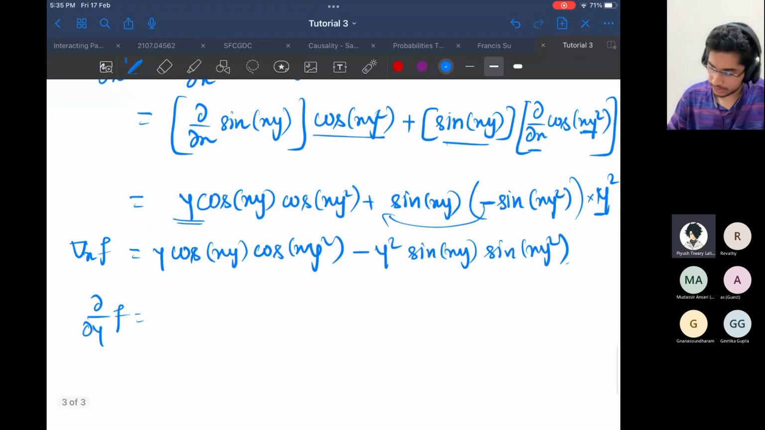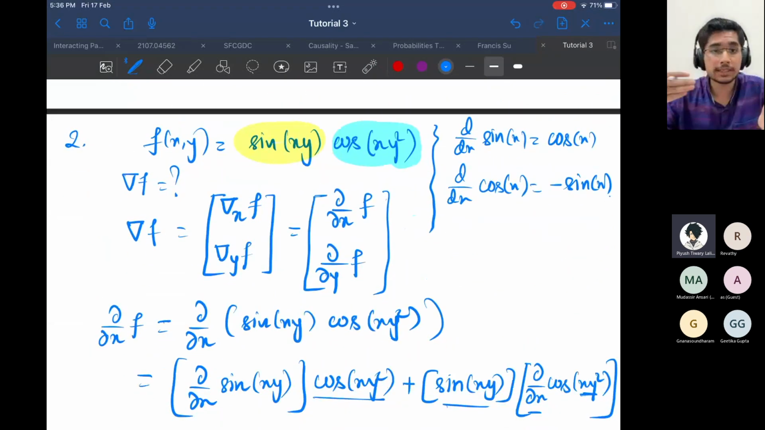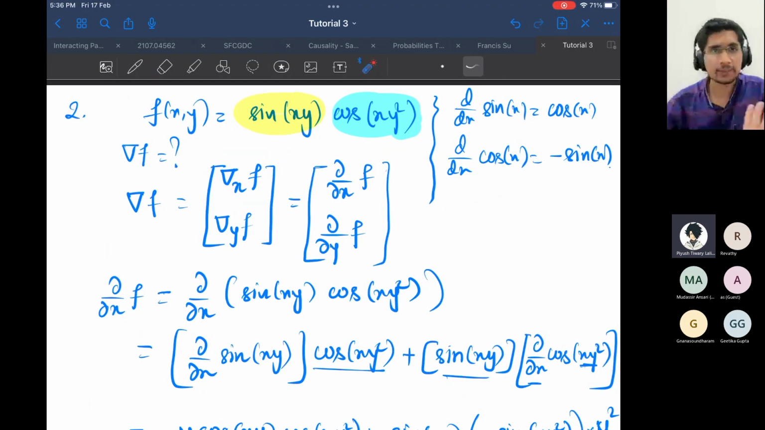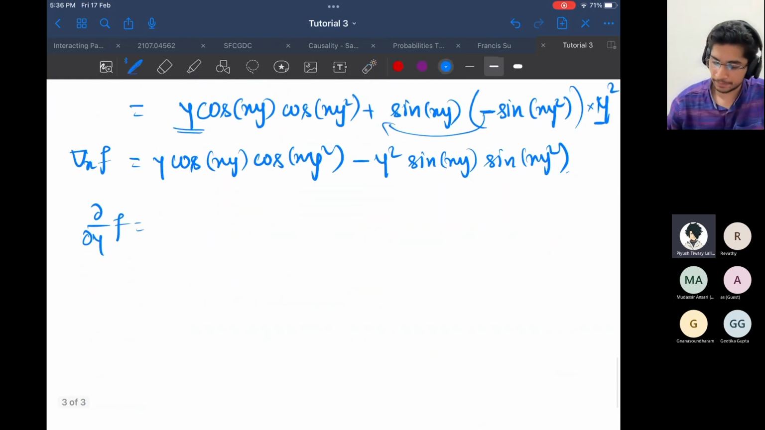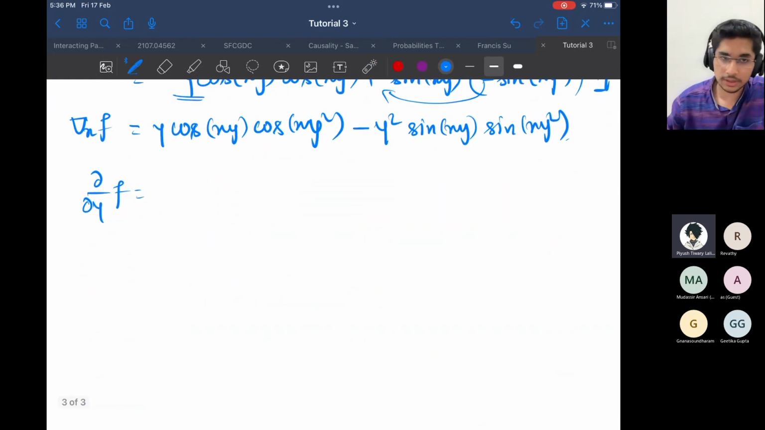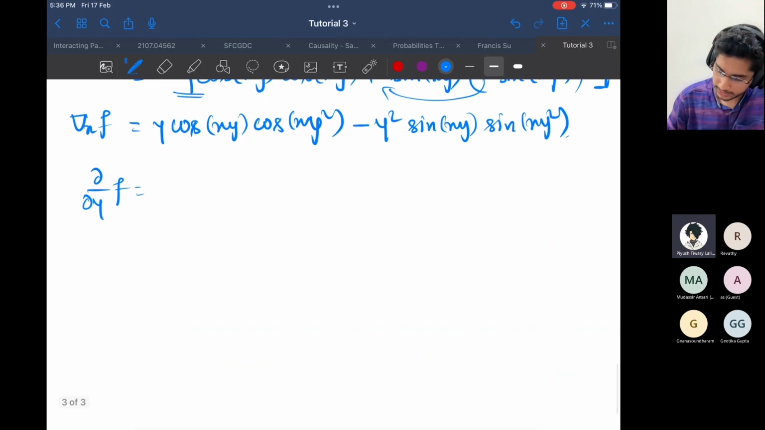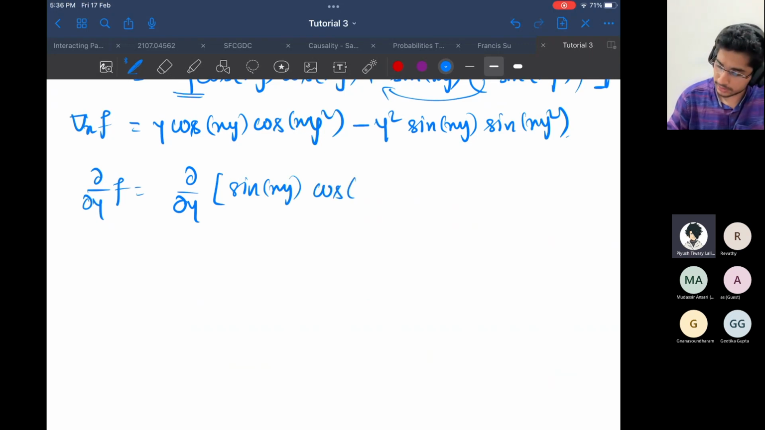Now I have to partially differentiate it with respect to y. Now y is my differentiating variable. So what will happen? Everything will remain the same, but now I will treat x as a constant, and I will treat y as the variable that I have to differentiate with respect to. Okay, so let us see what will happen. So you have del y of sine of xy times cos of xy square.